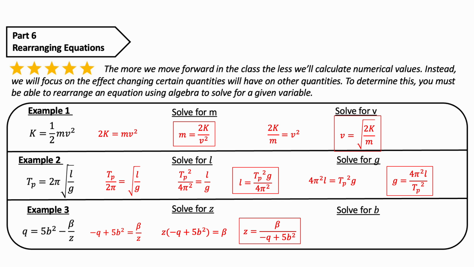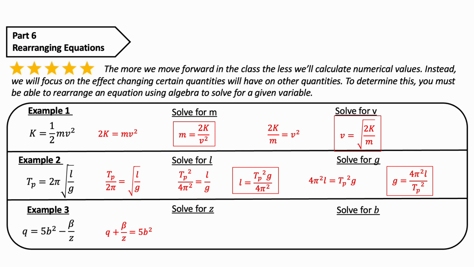And that's my final answer, solved for Z. Now again, let's go ahead and solve for B. I'm going to go ahead and go back to my original equation to do this. To solve this for B, we want to get the B by itself. So I'm going to add that beta over Z term to the other side. Now I have a 5B squared.